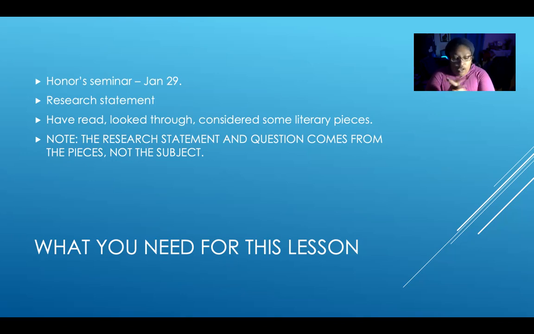I want you to have read and looked through some literary pieces. You have a lot of literary pieces at your disposal. Not only do you have the entire King book, of which you can do all sorts of things with this, but you also have readings for the semester. And remember, it's anything that's in that folder and or anything written by anyone who's in that folder, right? So it's very open. You're not very limited here, which could be a positive thing or a negative thing.